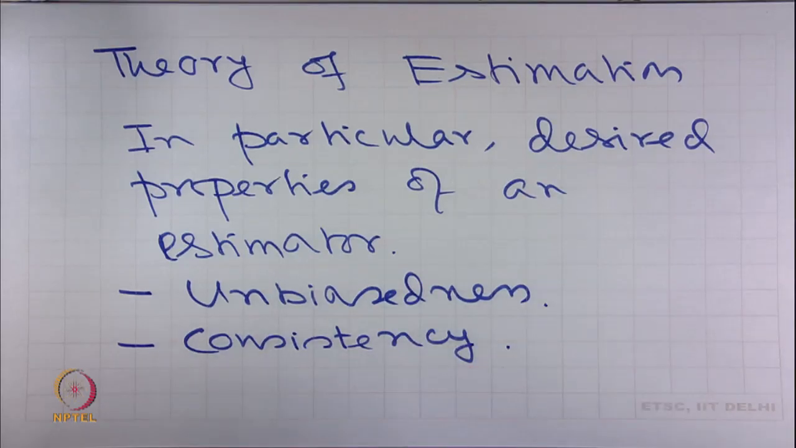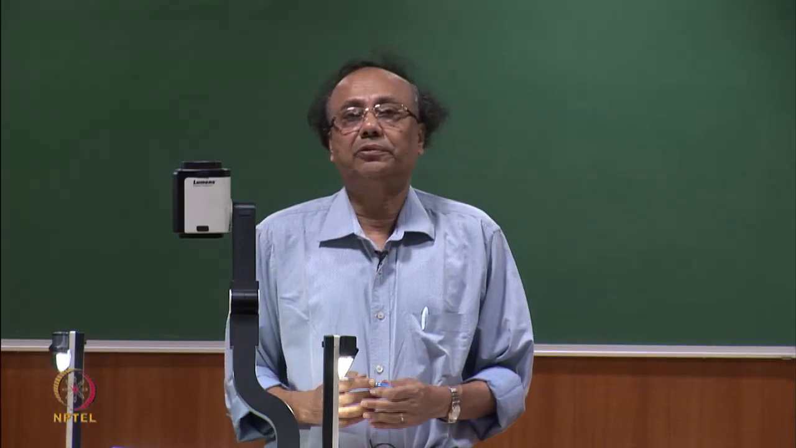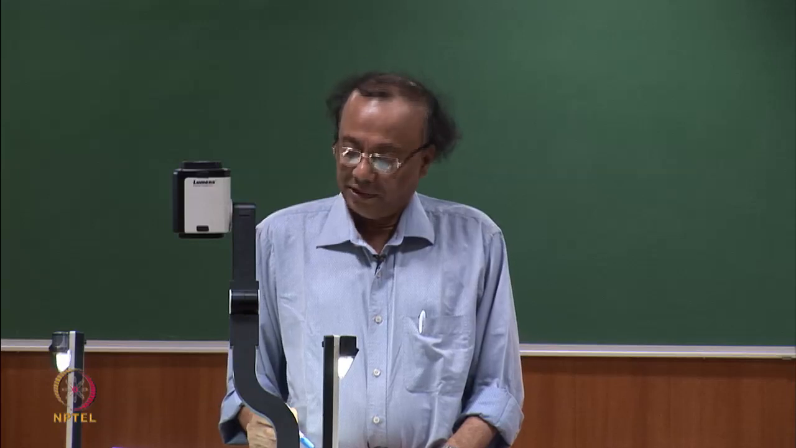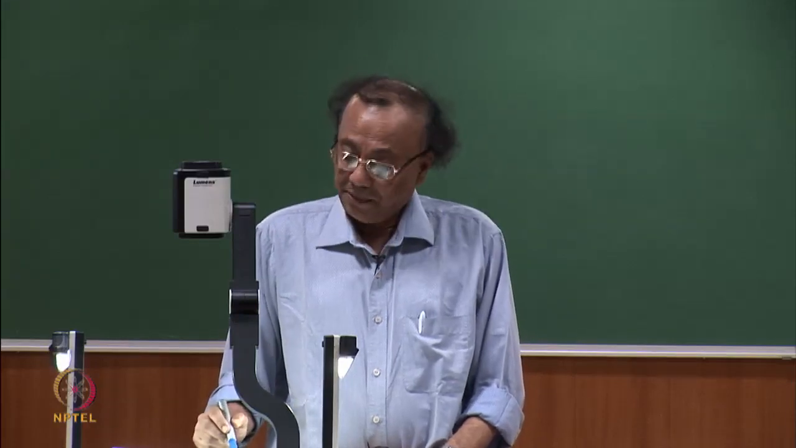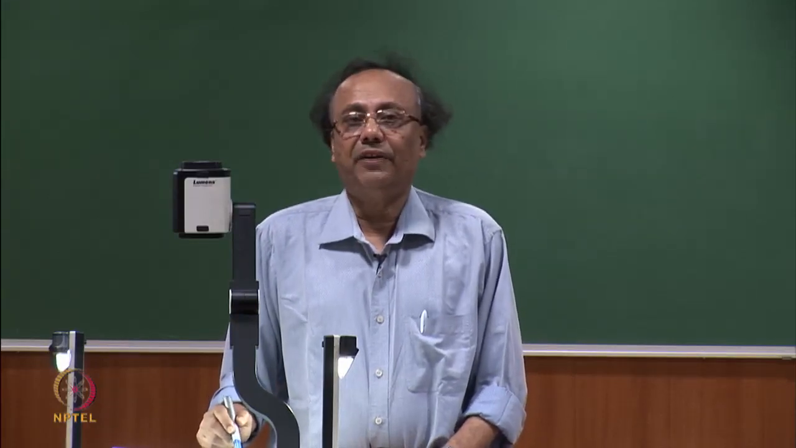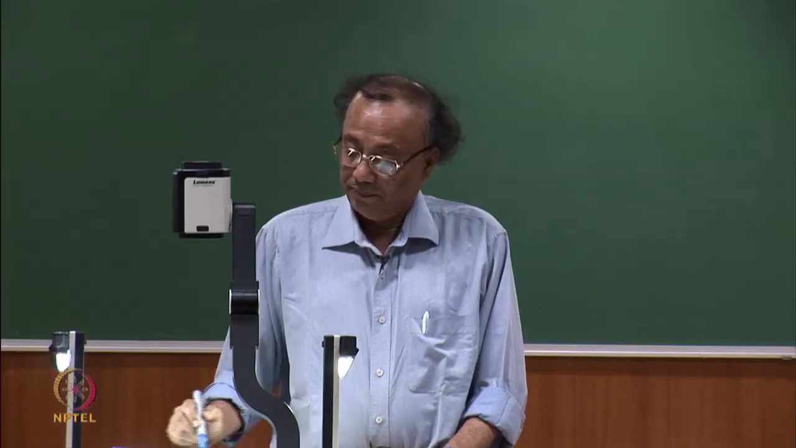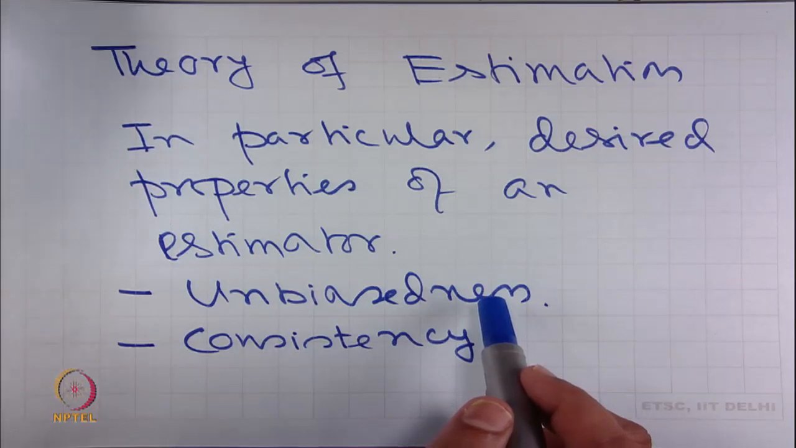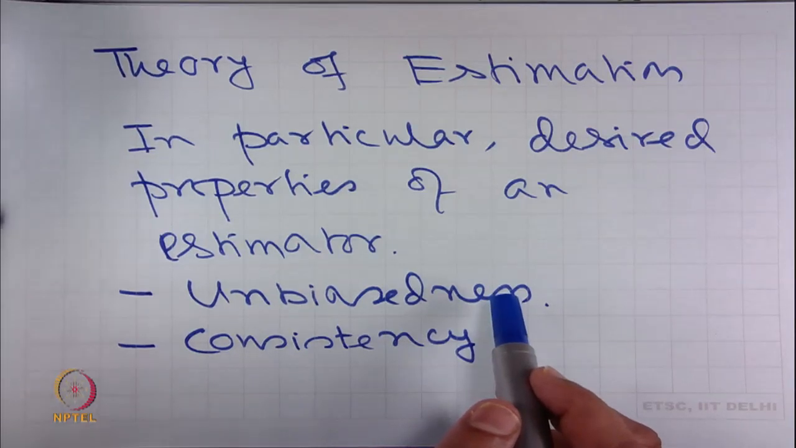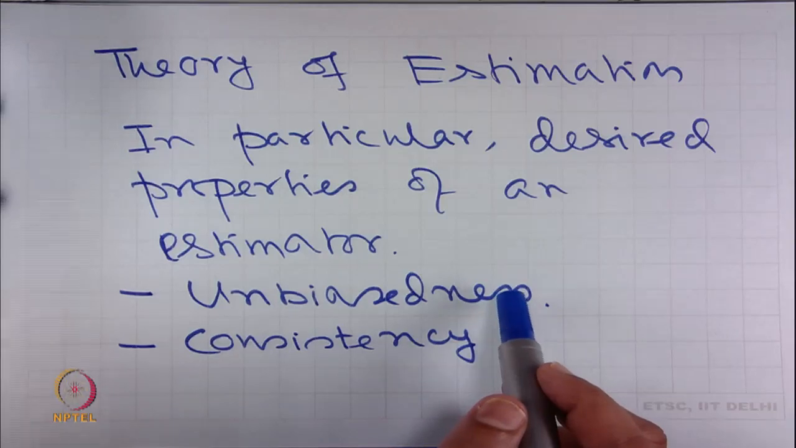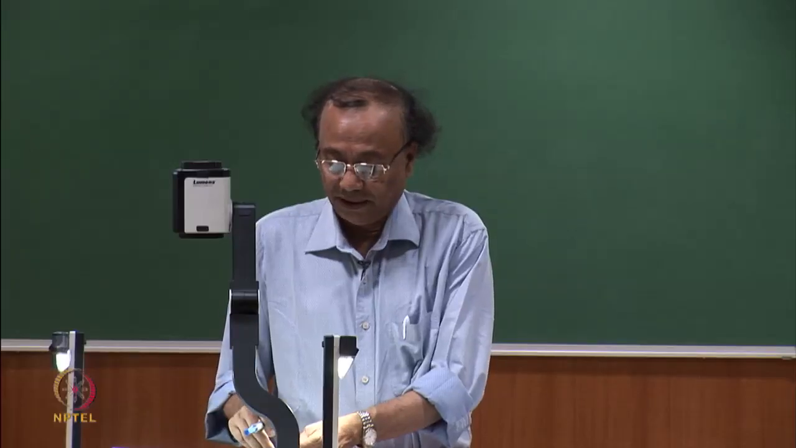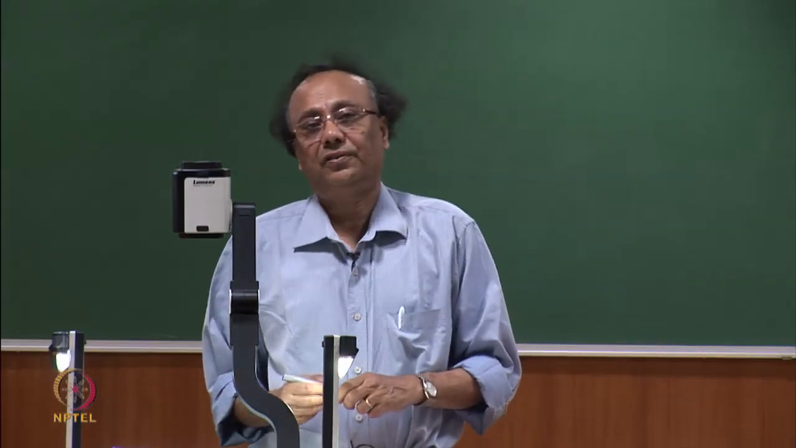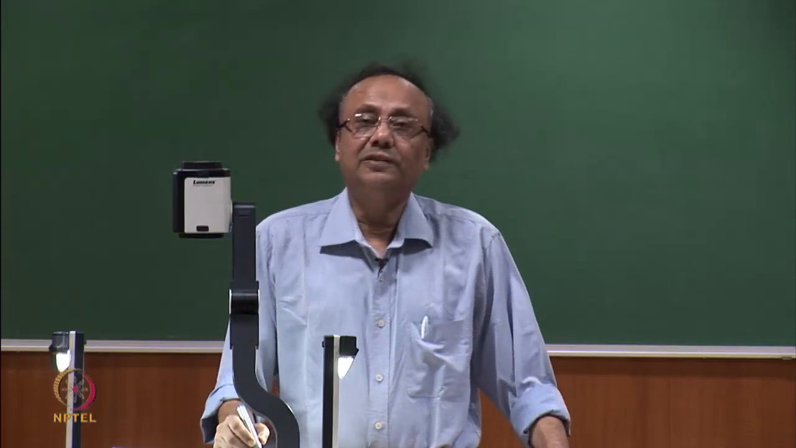An estimator T(x1, x2, ..., xn) is said to be unbiased to estimate parameter theta if the expected value of T is theta. And we have seen that there are many unbiased estimators, but all of them are not consistent. Why is consistency important?